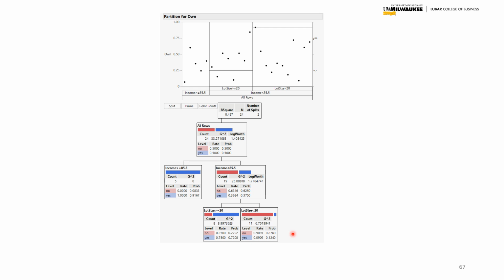However, on this side, we have smaller lots, and the predicted probability of owning a rider mower has dropped down considerably to 0.124, which also makes sense. Individuals with a lower income and a smaller lot, there's not going to generally be a desire to purchase a riding mower.